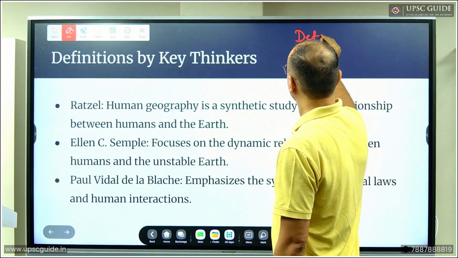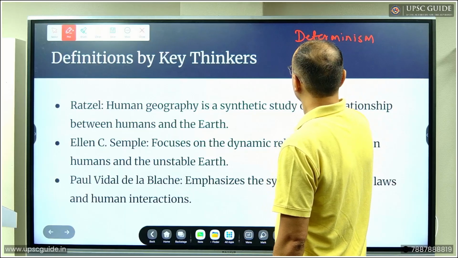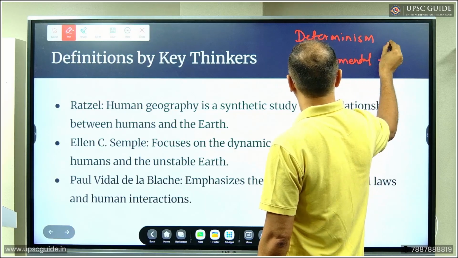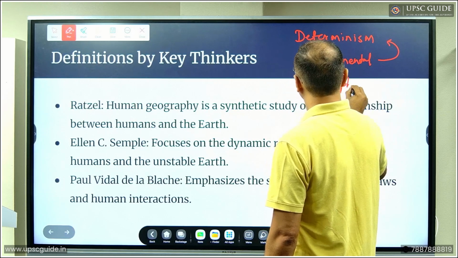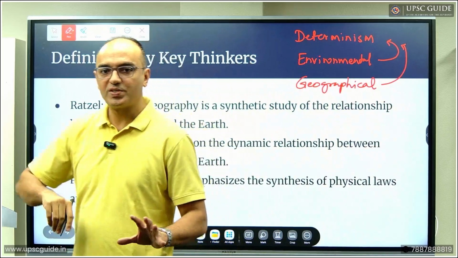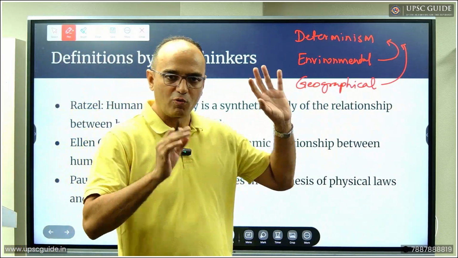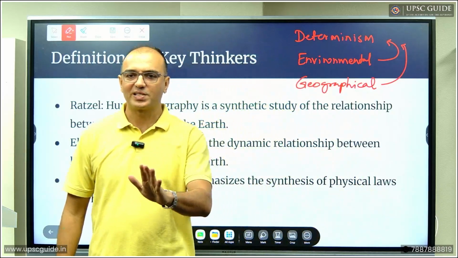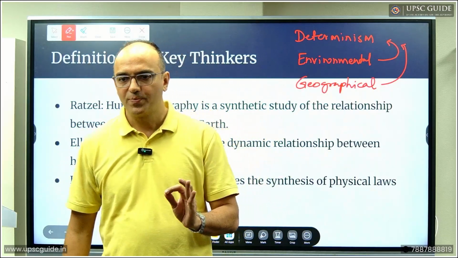Just you can say determinism, environmental determinism, or geographical determinism. Right? So this is basically the concept given by Ellen Semple. Now, what is the meaning of this? This is one of the foundational schools of thought in human geography. What is this determinism? This is exactly what I told you, that environment is dominant.